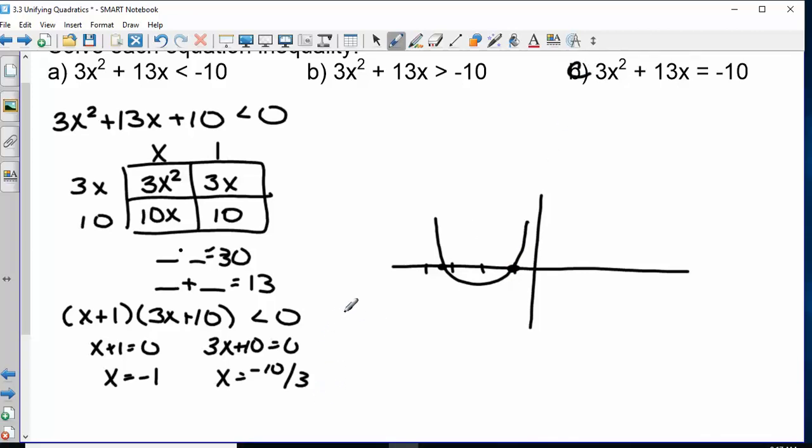So now let's answer all the questions. Part A, I wanted when it was less than 0. So where would the less than be? Just in the middle. So part A, not an equal to, so we do parentheses, negative 10 thirds, comma, negative 1.